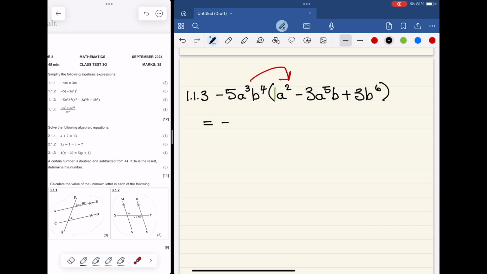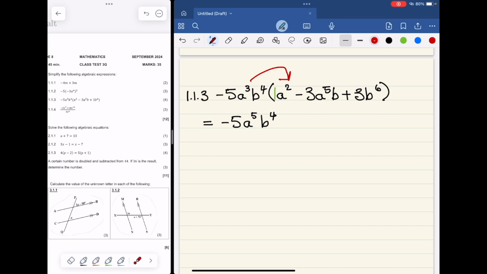So negative 5. Then for the a's, I've got a to the power of 3 being multiplied with a to the power of 2. So it's the same base. I keep the base and add the exponent. So that's a to the power of 3 plus 2, which is 5. Now the b, that's part of the stuff outside. There's no other b's here with the first term to multiply with. So that b will remain b to the power 4. So there's the first multiplication done.